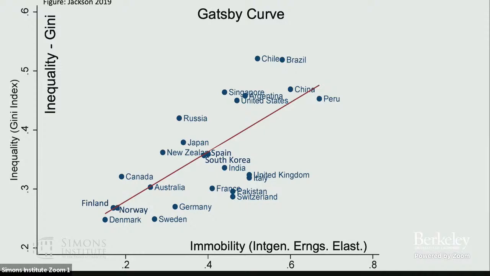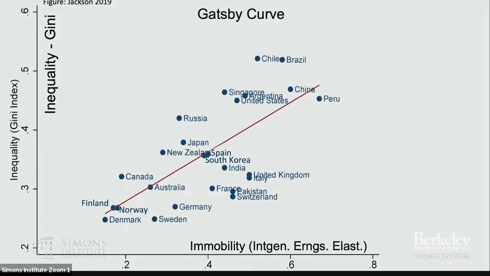And this is an index which basically asks, if you randomly pick two individuals from the society, how much more wealth would the richer person have compared to the poorer person? And if that's zero, then there's pretty much even income distribution across the society. If it's one, then basically the richer person would have 100% of the wealth. And so what you see here is that countries that have higher inequality also have higher immobility.